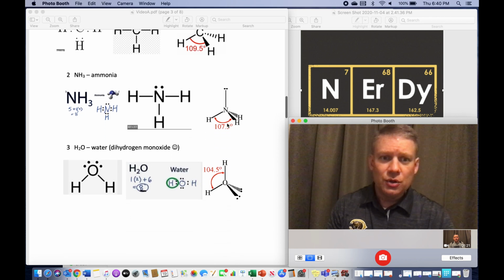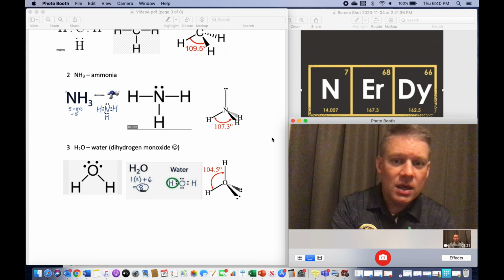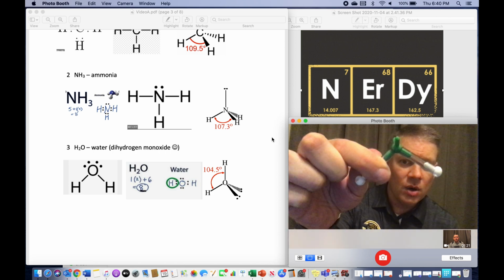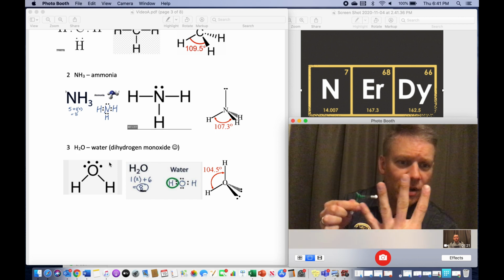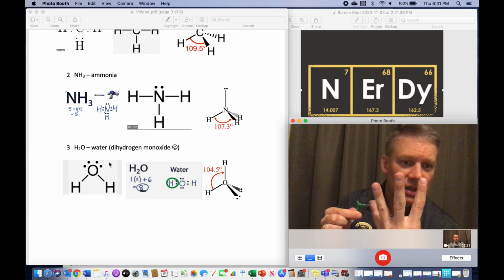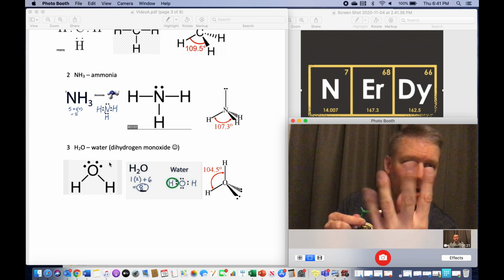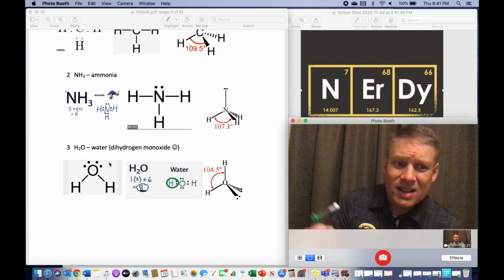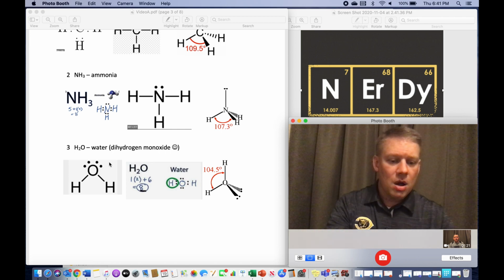Scroll down to water. Pull off one of the H's. Now we have H2O. And notice we have 2 bonds and 2 lone pairs. There are still 4 areas of charge density, so it's still an sp3 hybrid, but there are 2 bonds and 2 lone pairs for a total of 4. And that's the octet. That's where we get it. And notice that, let me put the molecules back together.